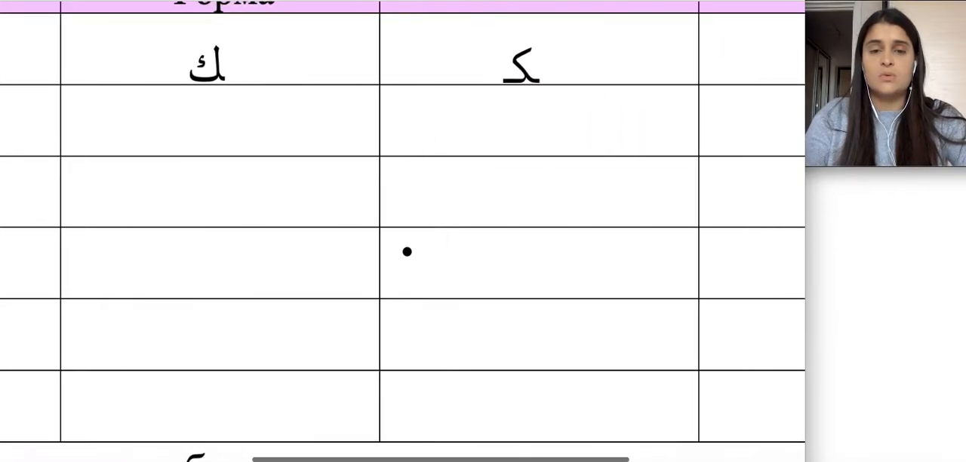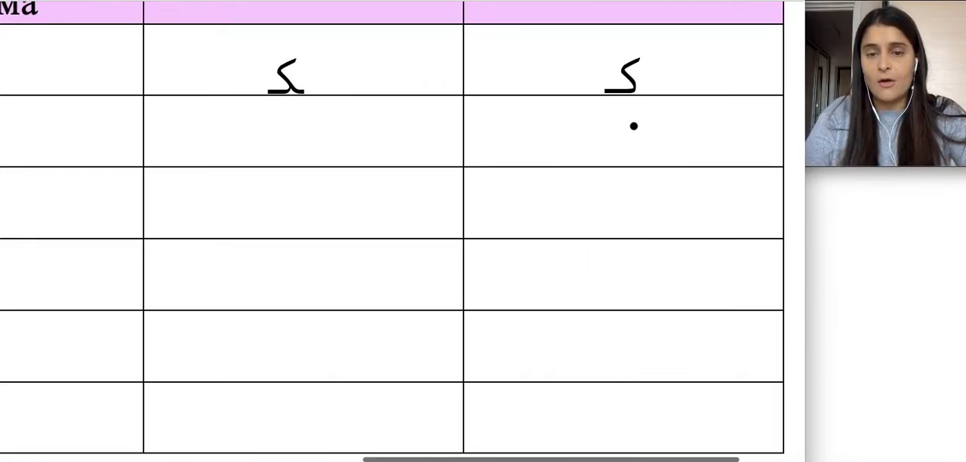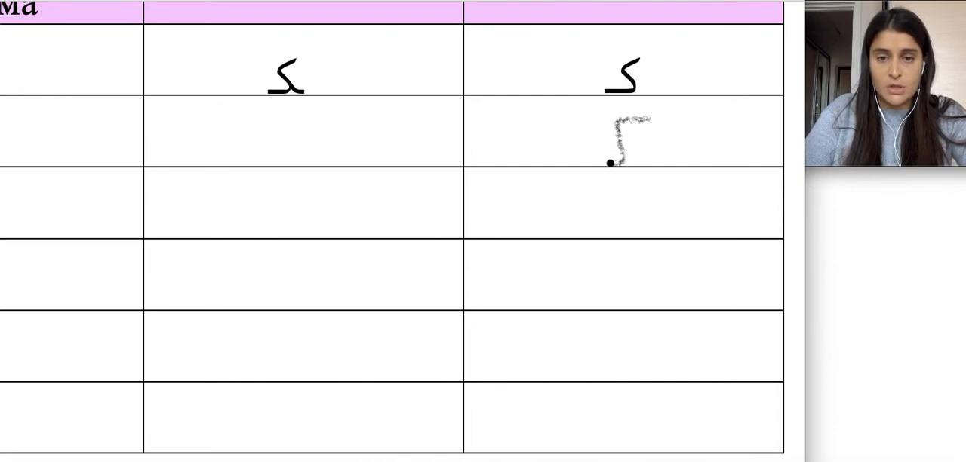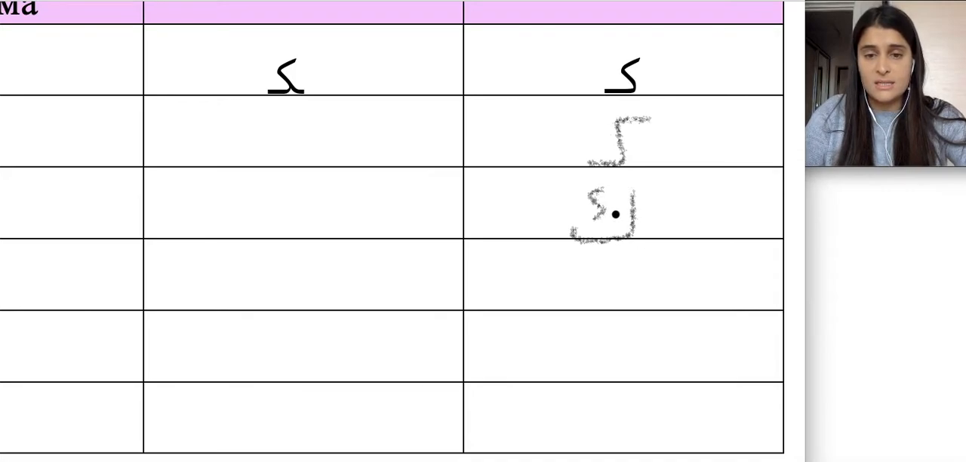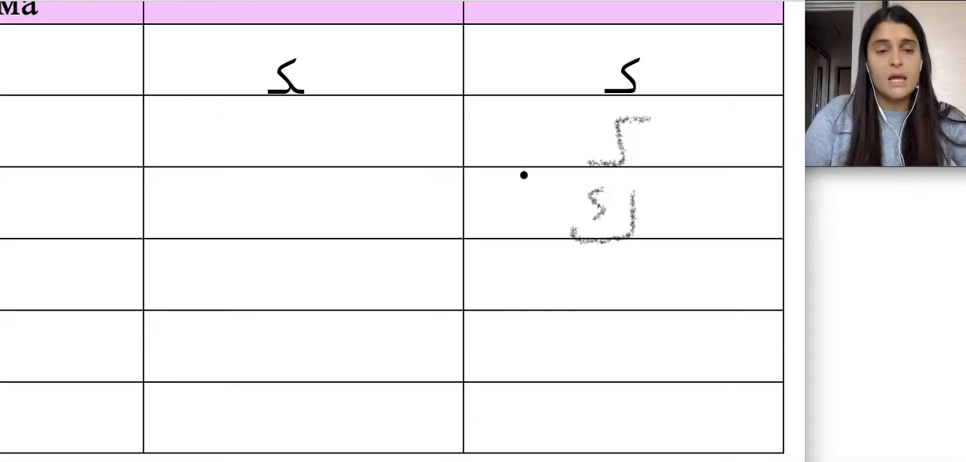Let's see how we write letter Kaf at the beginning of the word. We write it like this. It's a special letter because, as you can remember, when it is by itself it has a small mark, this mark. This mark becomes bigger when we write it at the beginning of the word, and this part disappears. So this is letter Kaf at the beginning of the word.